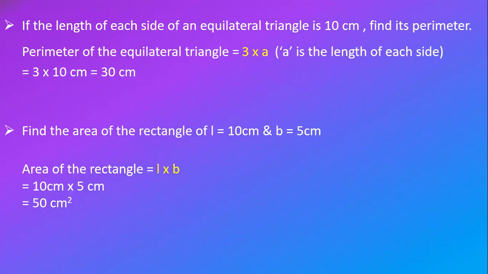If the length of each side of an equilateral triangle is 10 centimeter, find its perimeter. We know that the perimeter of an equilateral triangle is 3 into A, where A is the length of each side. So the perimeter in this case will be equal to 30 centimeter. Find the area of the rectangle if L is equal to 10 centimeter, that is length, and B is equal to 5 centimeter, that is breadth. We know that the area of the rectangle is L into B, that is equal to 50 centimeter square.